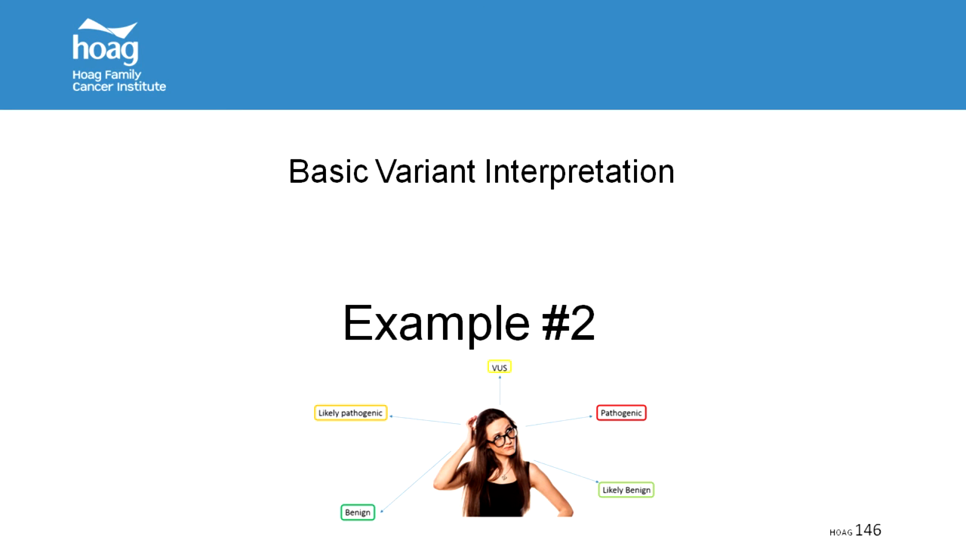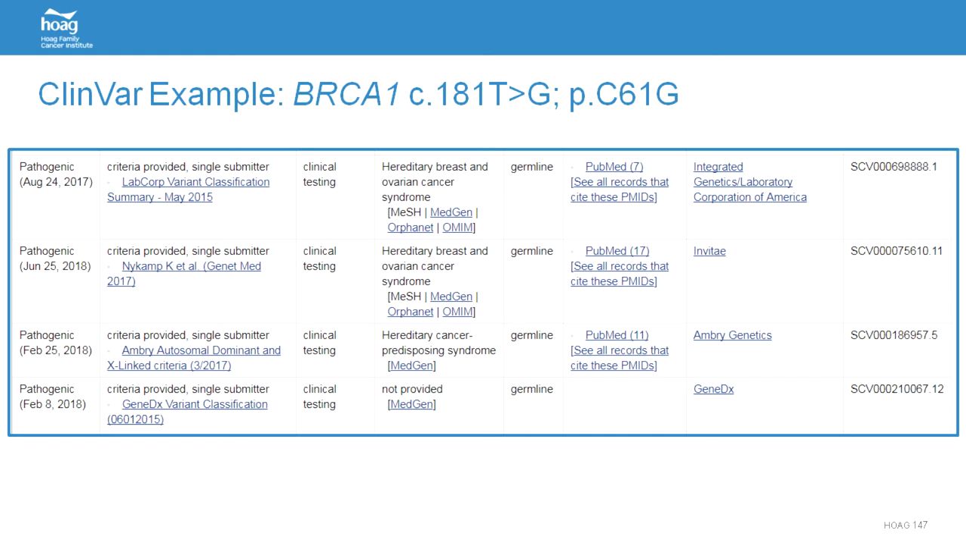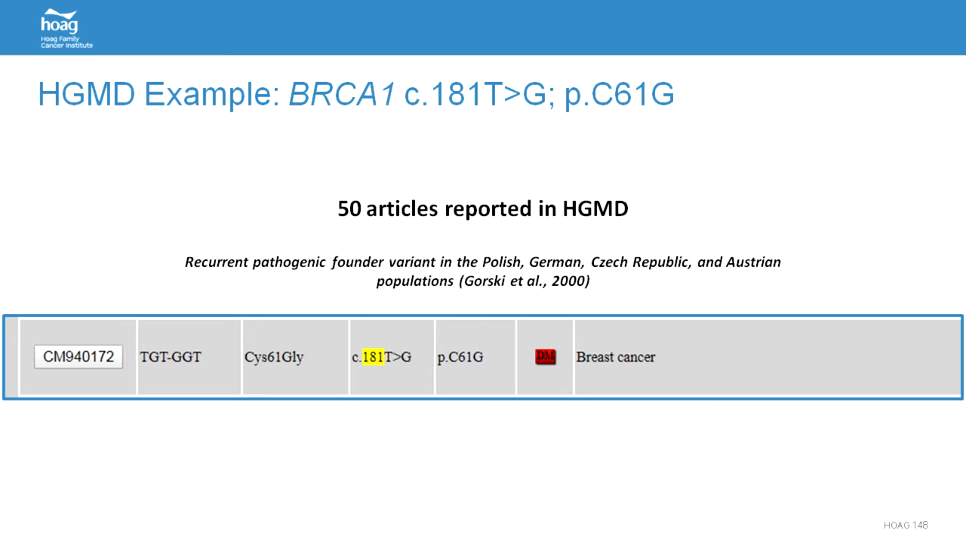The next variant is again in BRCA1. This was reported again in ClinVar by several laboratories, and they all classified this as pathogenic. HGMD has 50 articles reported for this specific variant, so it didn't fit in here, so I didn't have it. Also, they classified it as pathogenic. This specific variant is recurrent in Polish, German, Czech Republic, and Austrian populations when it was reported in one paper.